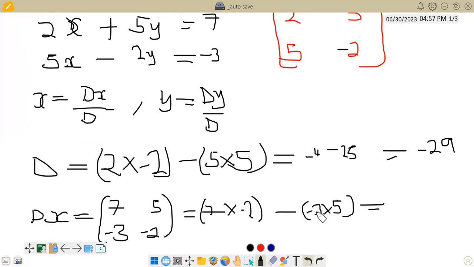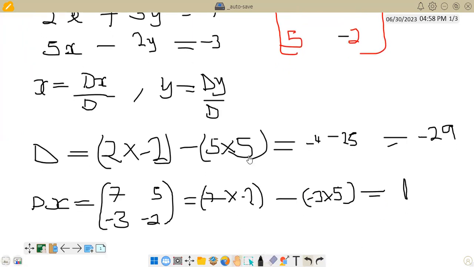When we simplify here, 7 times negative 2 is negative 14, minus negative 3 times 5, which is 15. So it will be negative 14 plus, because here there's negative, so times this negative it will be positive. So it will be negative 14 plus 15, which is the same as 15 minus 14. It will be 1. The answer will be 1.